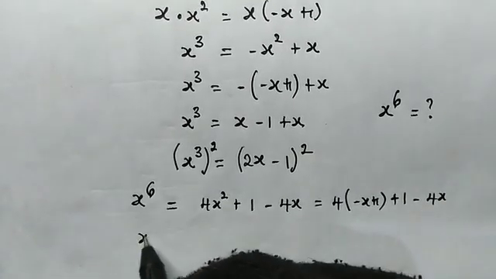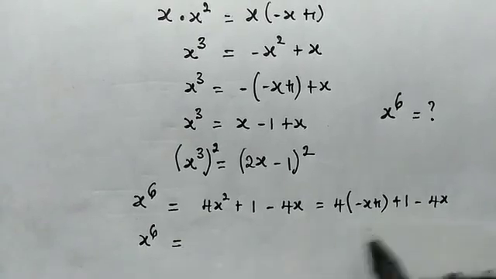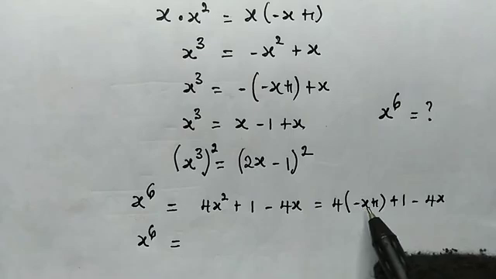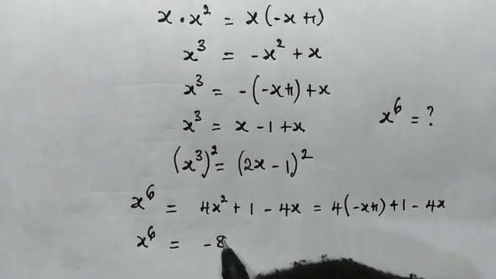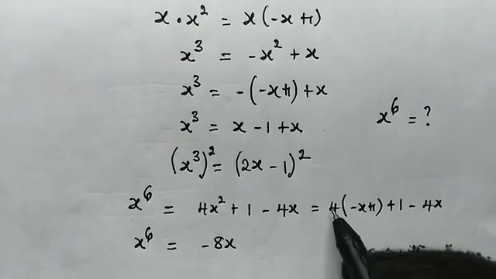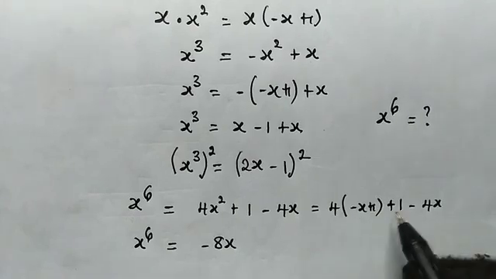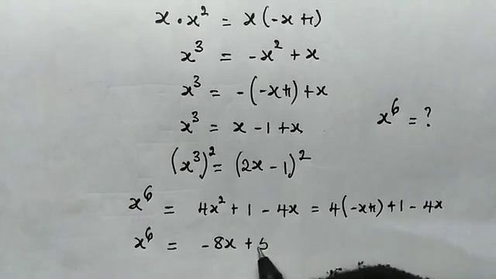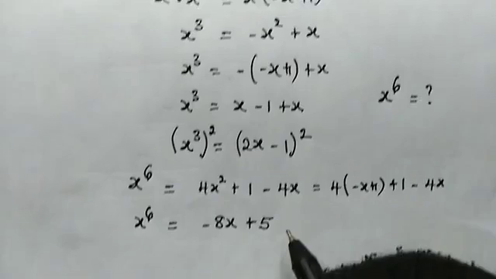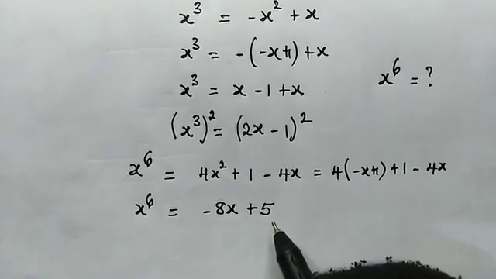So from here we get x to the power of 6 is equal to 4 times negative x, which is negative 4x, then minus 4x gives negative 8x. Then 4 times 1 gives 4, then plus 1 gives plus 5. So here we can see we have the value for x to the power of 6 in terms of x.